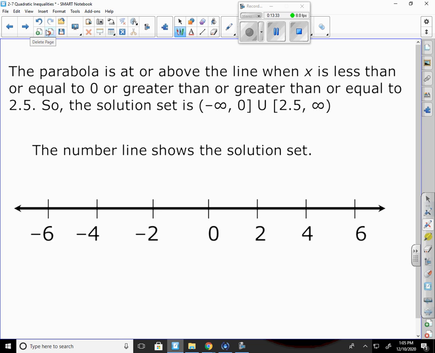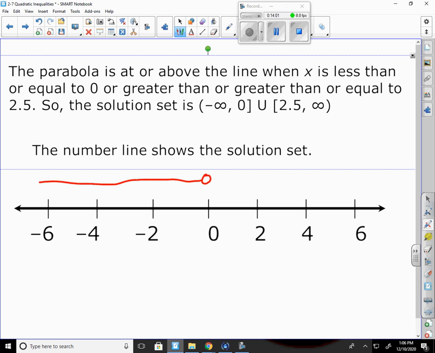So the parabola is at or above the line when x is less than or equal to 0, or greater than or equal to 2.5. So the solution set is from -infinity to 0 and from 2.5 to infinity. If I was looking at this on the number line, it would be leaving out the exact same area that we had left out on our graph. So it's going to be going to the left, and it's a closed-in dot because of the bracket, and then it picks back up at 2.5 and goes to the right.